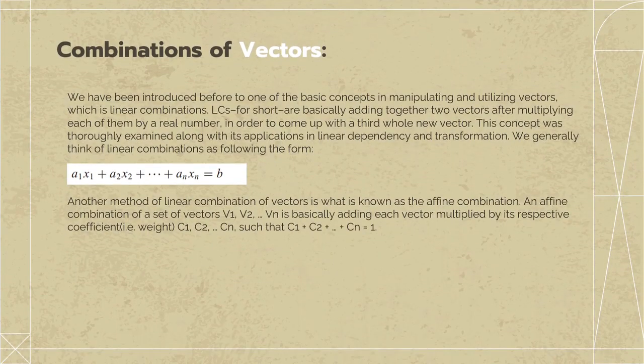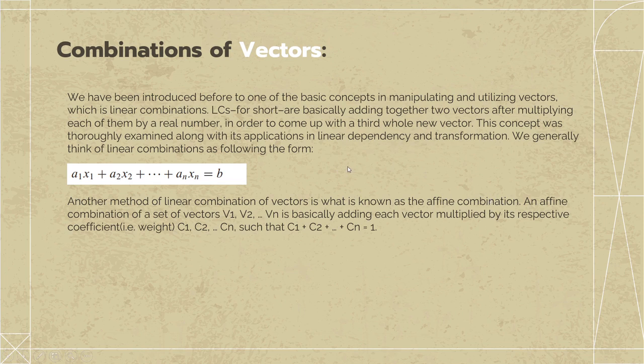One of the key fundamental concepts that we were introduced to in the very beginning of linear algebra was linear combination, which we defined as adding together two or more vectors, each multiplied by their respective scalar or constant, in order to come up with a whole new resultant vector. However, today we want to introduce a relatively new topic, which is affine combinations.